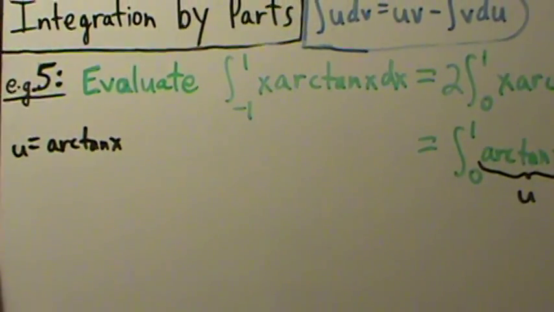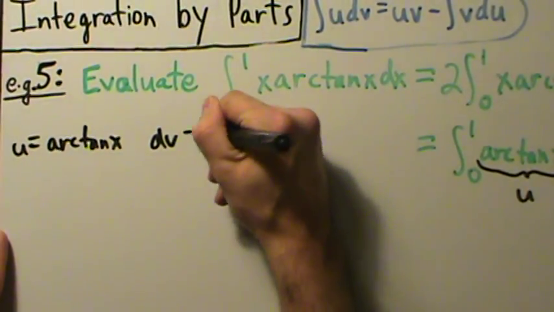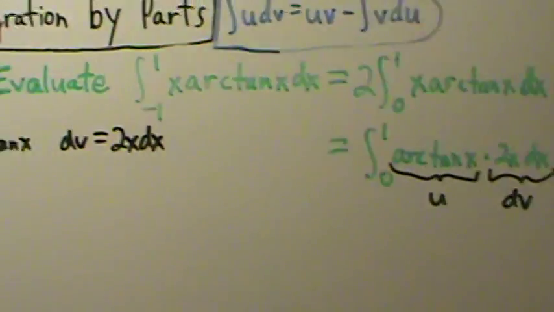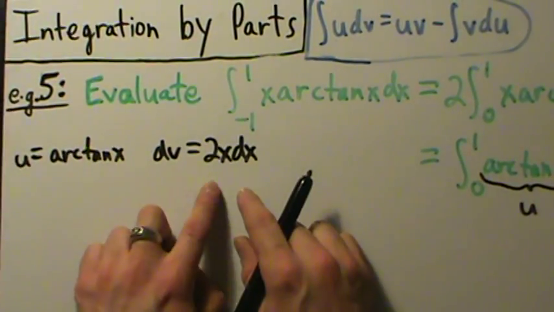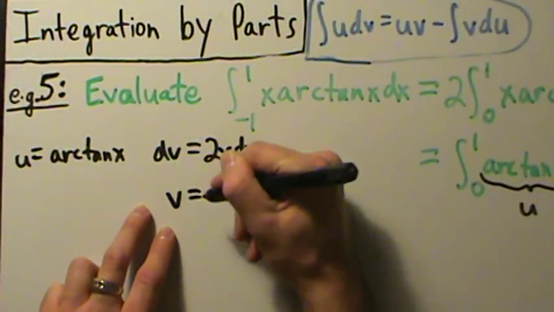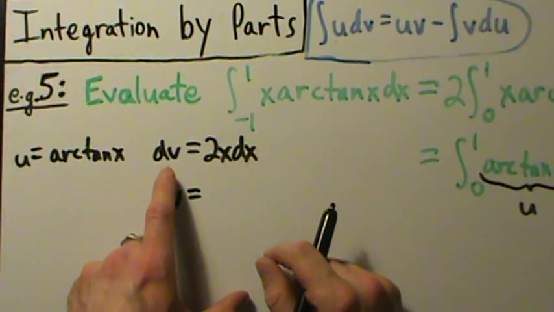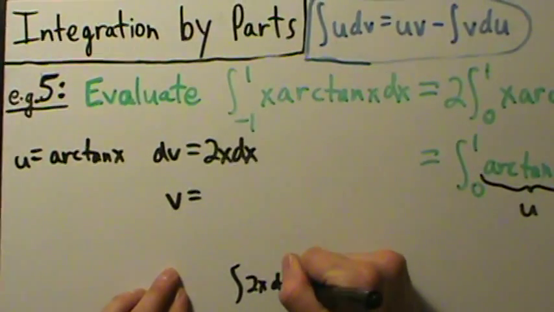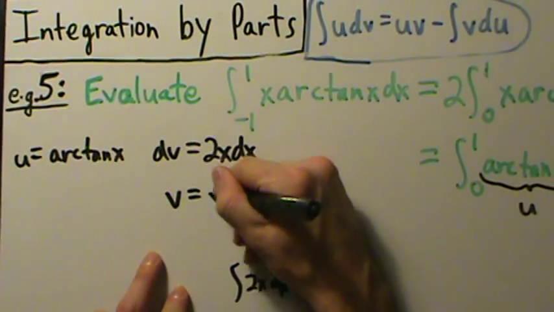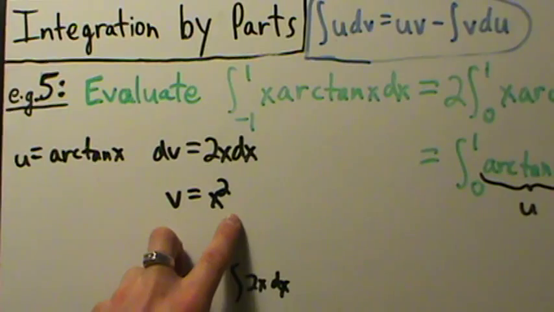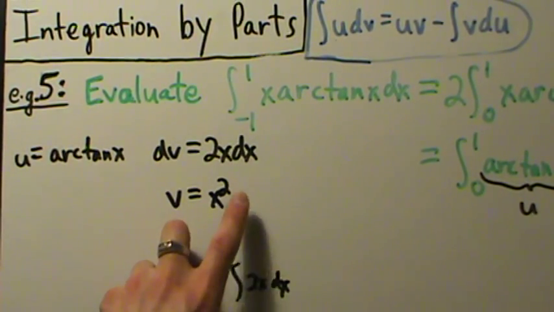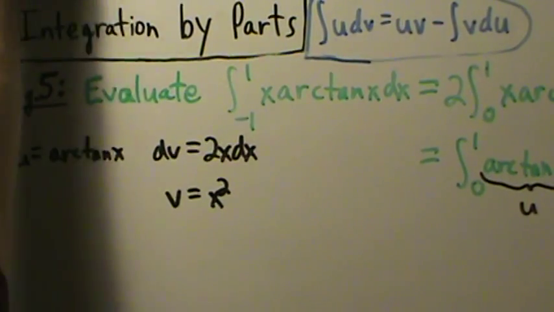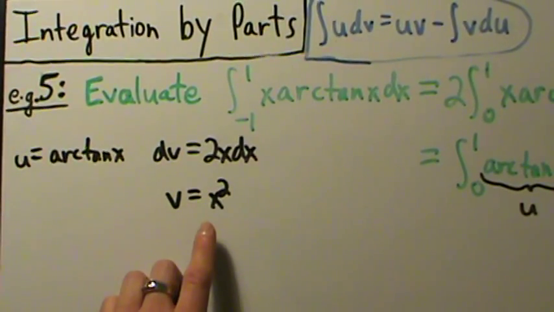Okay, u is the arctan of x. So then dv is forced to be everything else. If you're wondering why I tossed the 2 in there, well, this is why. If dv is 2x dx, then what's v? Well, we integrate dv to get v. So if we integrate 2x dx, we get x squared, right? Technically there's a plus c, but remember for integration by parts we don't have the arbitrary constant on the v. So this is why I tossed the 2 in there, because it makes it easier.